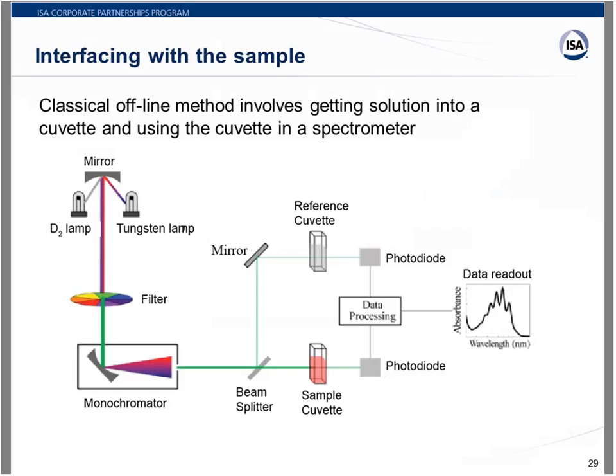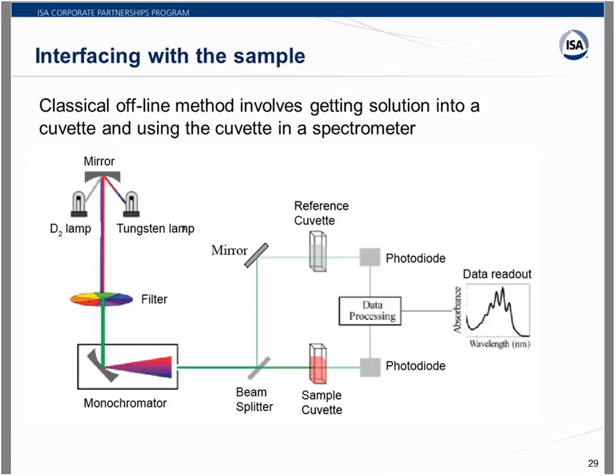So how does this work? Classically, what you do is you take light, usually a broadband light source, you throw it through potentially a filter, and then you take a monochromator where you've split up the light into its discrete little wavelengths. And then you send that light through your sample and potentially a reference to hit your photodiode or your photodiode array. And then you can do some data processing and you can do some readouts.